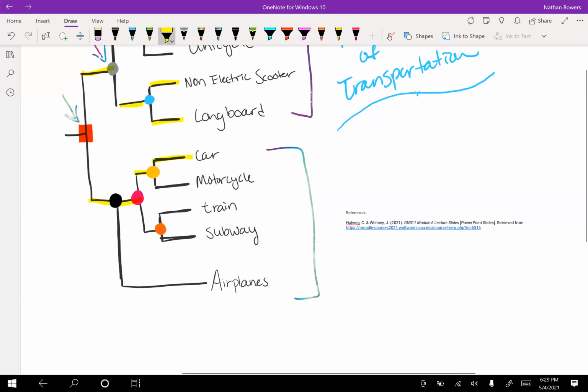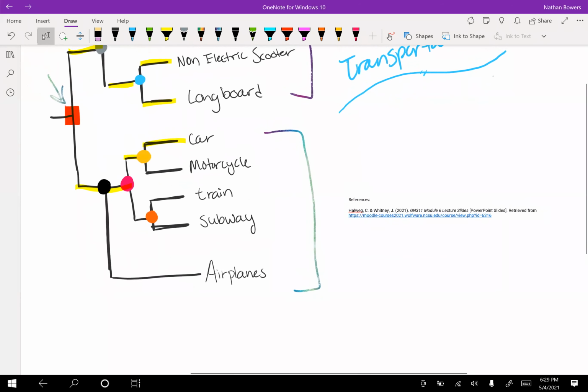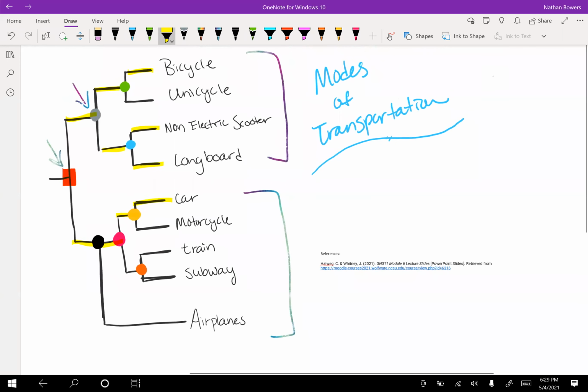So for the automatic, I put the car and the motorcycle together because they're both automatic and have bigger wheels. The car has four big wheels, the motorcycle has two big wheels. They diversified at that yellow point right there. The train and the subway diversified because one goes above ground and one goes below ground. And the airplane is an example of the outgroup because it doesn't travel on land at all, predominantly. And yeah, that's pretty much it.